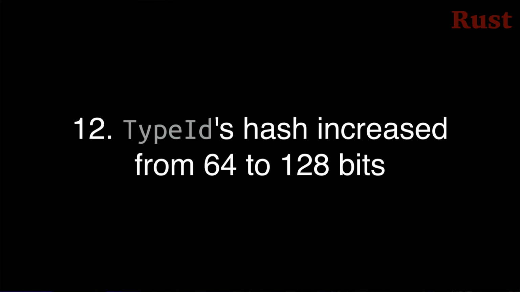Number 12. Every type in Rust gets a TypeId with a hash that ought to be unique. The number of bits for this hash was increased from 64 to 128 bits to drastically decrease the chances of any two of these hashes colliding. This should be great for projects with complicated reflection stuff like Tokio or Bevy.